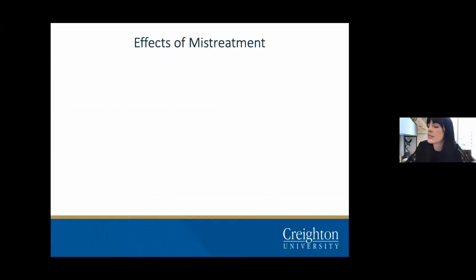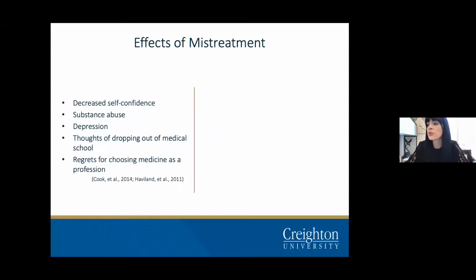So what are the effects of mistreatment? Some of you know what the literature says about this, but we've got decreased self-confidence. This is among medical students: substance abuse, depression, thoughts of dropping out of medical school, regrets for choosing medicine as a profession, right? That they wish they never did this.